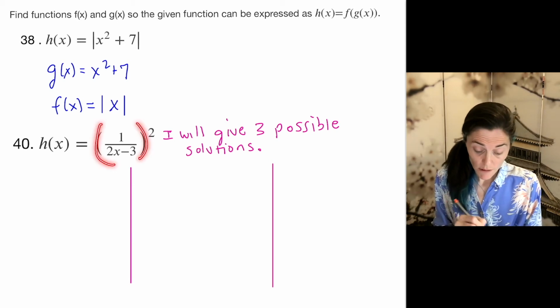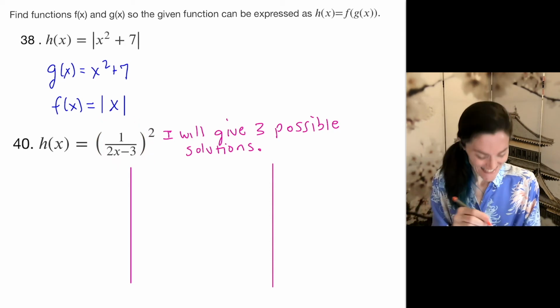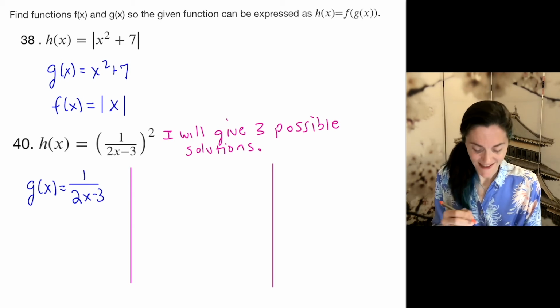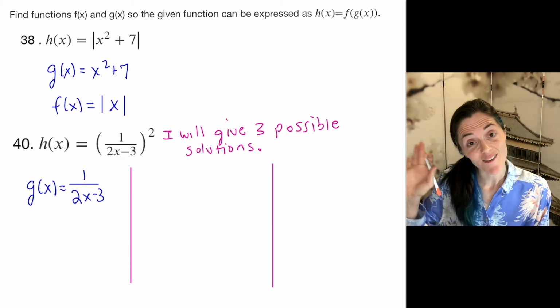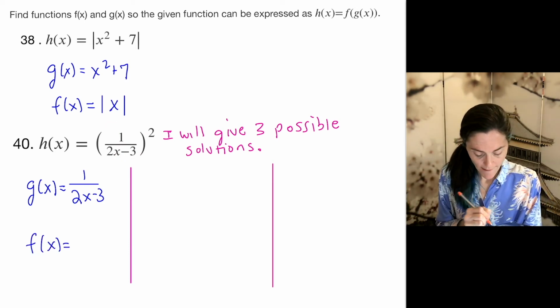The first solution I will do kind of as it's handed to me. I see parentheses. And so let's let g of x be 1 over 2x minus 3. And then in our mind, we replace g of x with an x. Read off what we have. We have f of x is x squared.